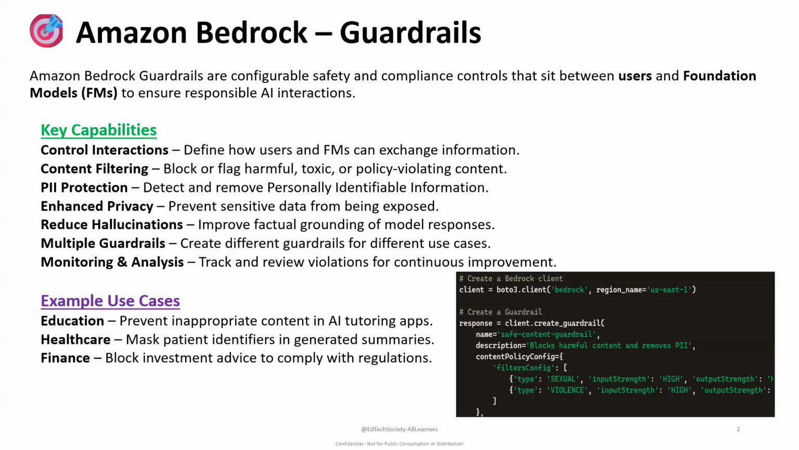Then PII protection. You will see this in the real world all the time: suppose an SSN number or any NI number. These are all PII data, so we need to detect and remove that personally identifiable information. In the actual exam you might get questions where the client has reported this problem, so how will you prevent that? The AWS Bedrock Guardrail will be the answer for those kinds of questions.